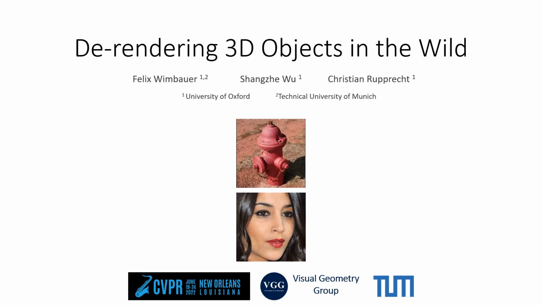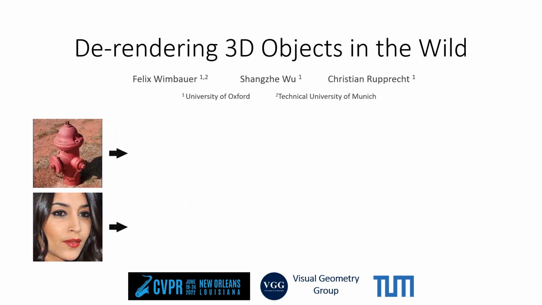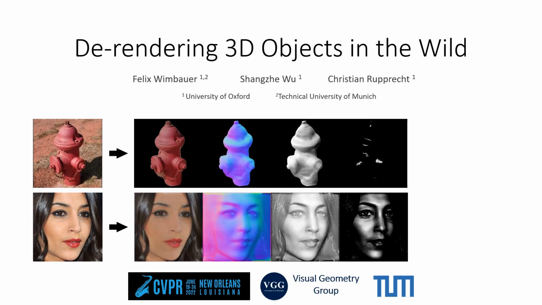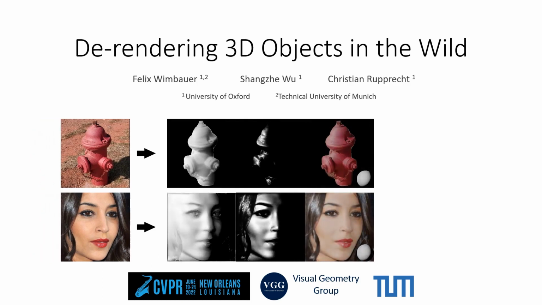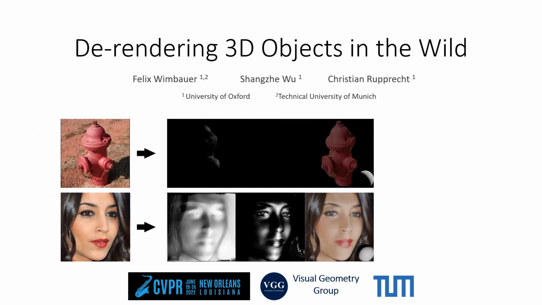Welcome! We present a new method for de-rendering images of general 3D objects in the wild. By using coarse shape estimates instead of synthetic data and a novel weakly supervised loss formulation during training, our method achieves a very high level of detail. This enables various downstream tasks like relighting or further image analysis.